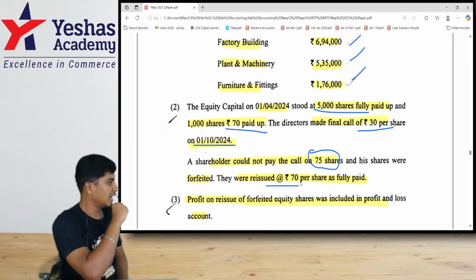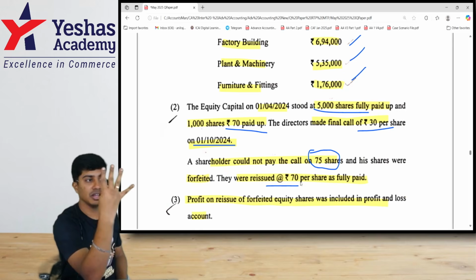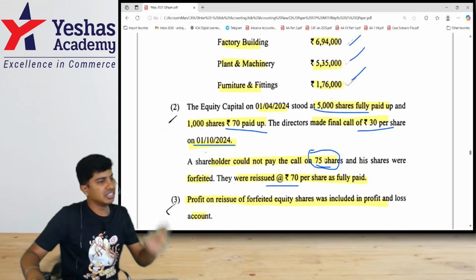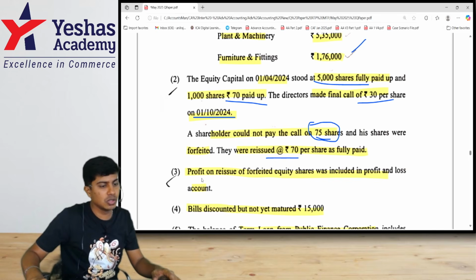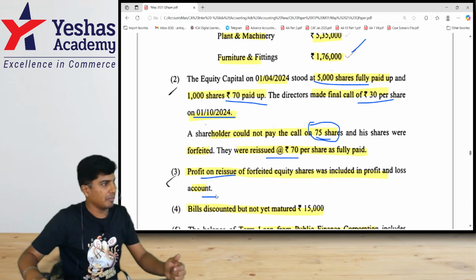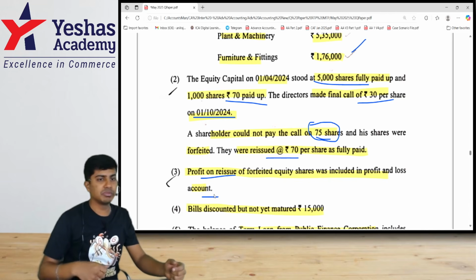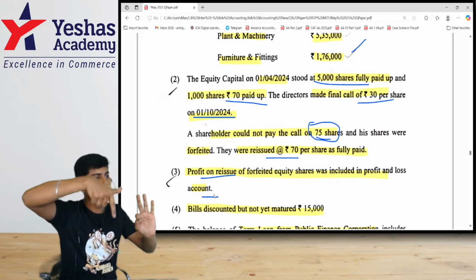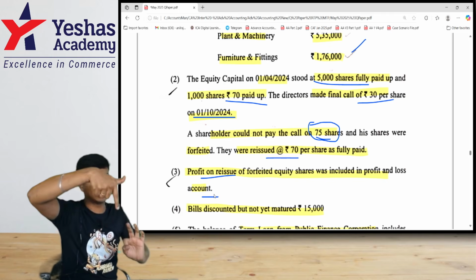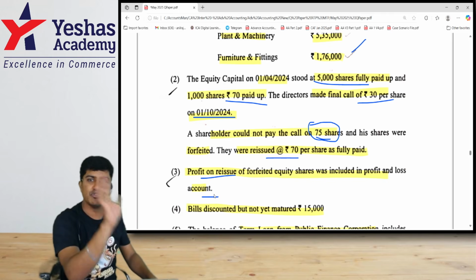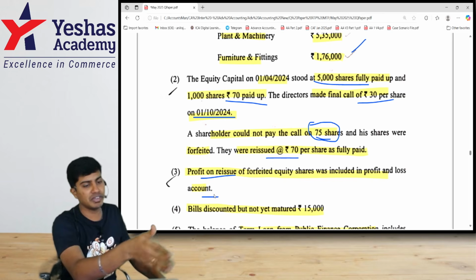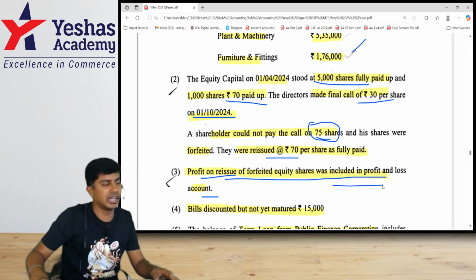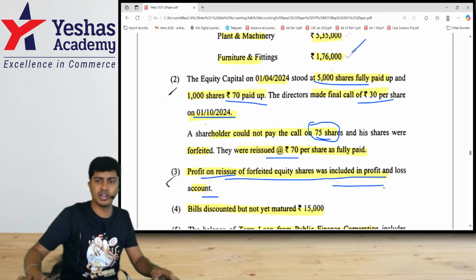For a share of rupees 100, how much have they collected extra? 40. For how many shares? 75. 40 into 75, 3,000 profit has been wrongly included in P&L. Another way: the old shareholder had paid 70. From the new shareholder, you're supposed to collect 30 minimum. You collected 70 from the new shareholder also. When you are supposed to collect 30 and you collect 70, you collected 40 rupees extra. That 40 is profit. Multiply that 40 with 75 shares. 3,000 has been wrongly included in P&L. We should just do rectification of that amount.